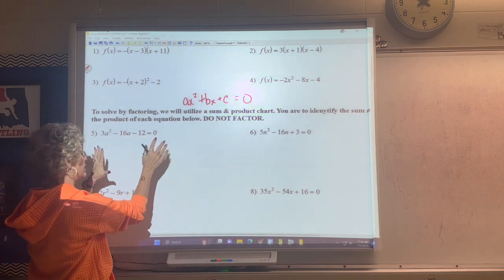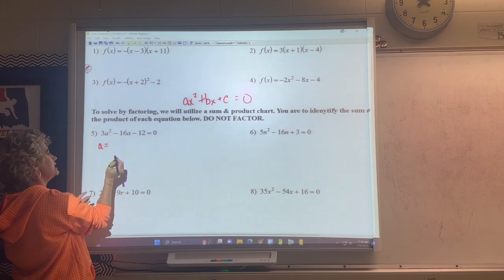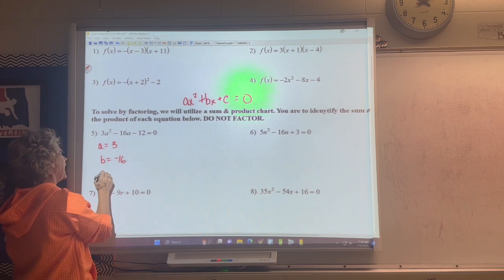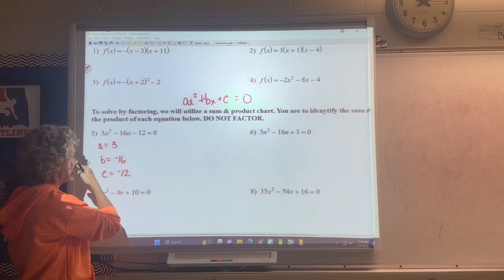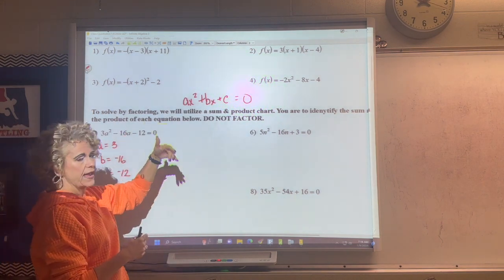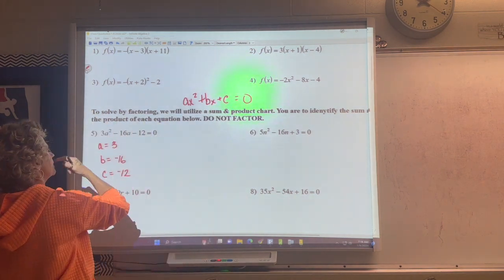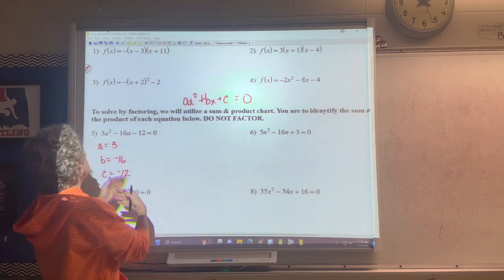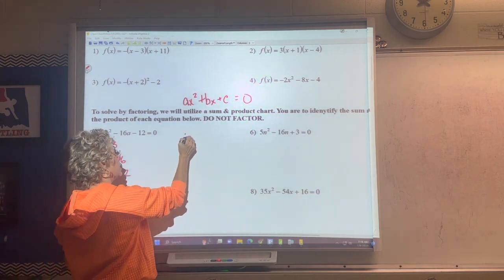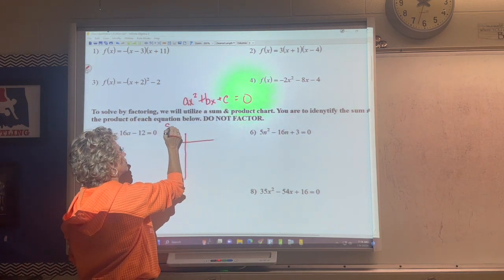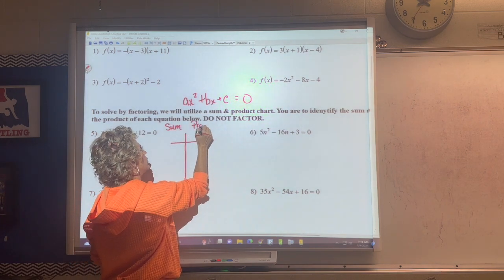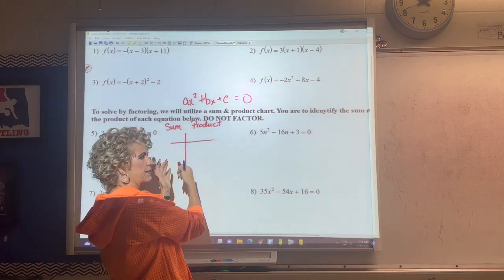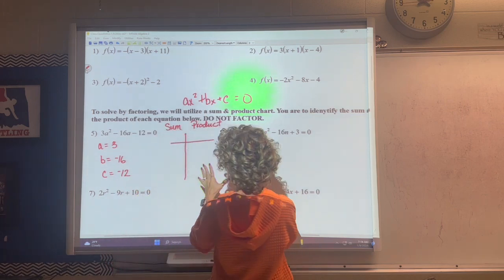So for each one of these, we're going to identify A is 3, B is a negative 16 because we keep our sign with the number, and C is a negative 12. Now, is that what they asked us to do? No. They asked us to identify the sum and the product of each equation below. So in order to identify the sum and the product, we need to identify A, B, and C. Eventually, we're going to set up a chart. The chart on the left will say sum, on the right will say product. So for each one of these, we're going to do A, B, and C and set up a sum and product chart. So let's go ahead and do that.